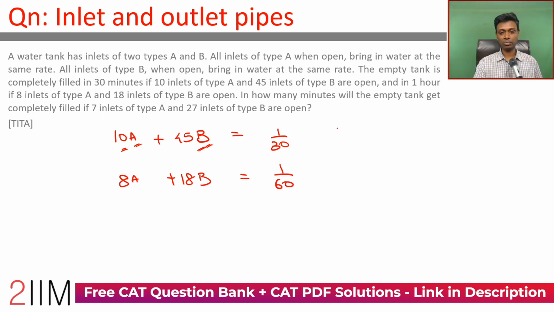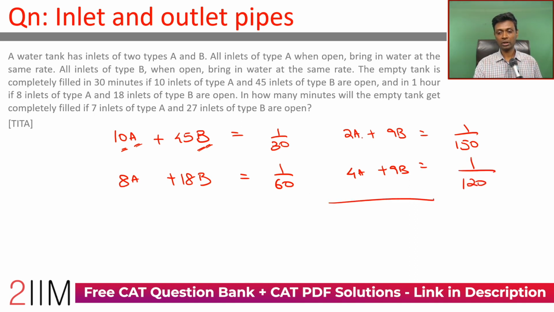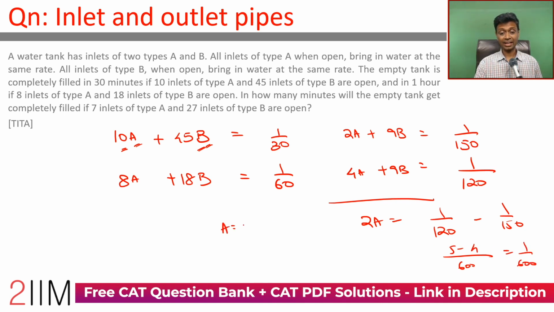10A plus 45B, divide by 5: 2A plus 9B equals 1 by 150. Divide by 2: 4A plus 9B equals 1 by 120. Subtract one from the other, we get 2A equals 1 by 120 minus 1 by 150. LCM is 600, 5 minus 4, 1 by 600. Or A is 1 by 1200.